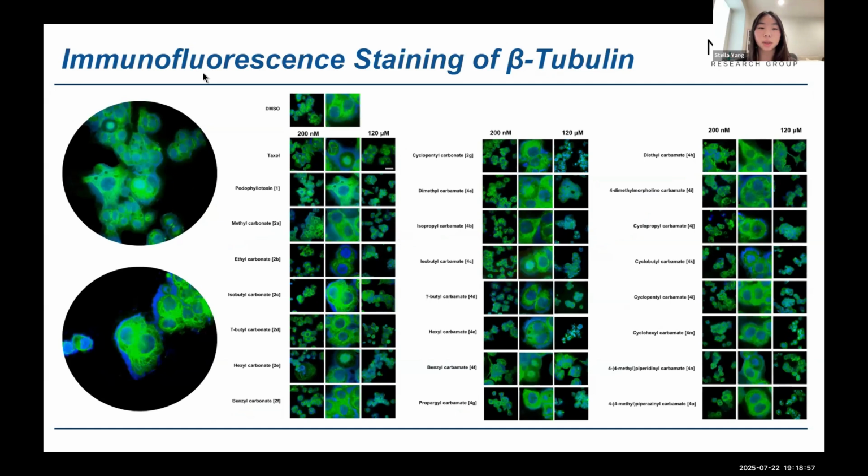And here are the images that we got. So in green, those are all the tubulin proteins, and the blue is the nucleus. There aren't any clear morphological differences between the cells, but as you can see on the left here in the zoomed in pictures, some of the cells are going through mitosis, which is pretty cool.